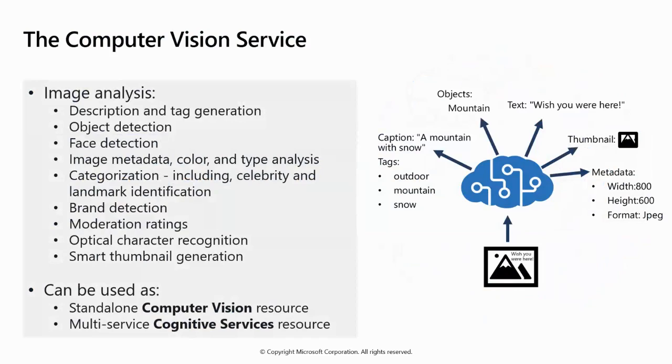This is the process of figuring out if a known brand or logo is present. Moderation rating, if the picture has any violent or adult content. The OCR, or optical character recognition, is a process of reading text from a picture, and the smart thumbnail generation. This is the process of finding the most important part of an image so that the smaller thumbnail version can be made. Okay.